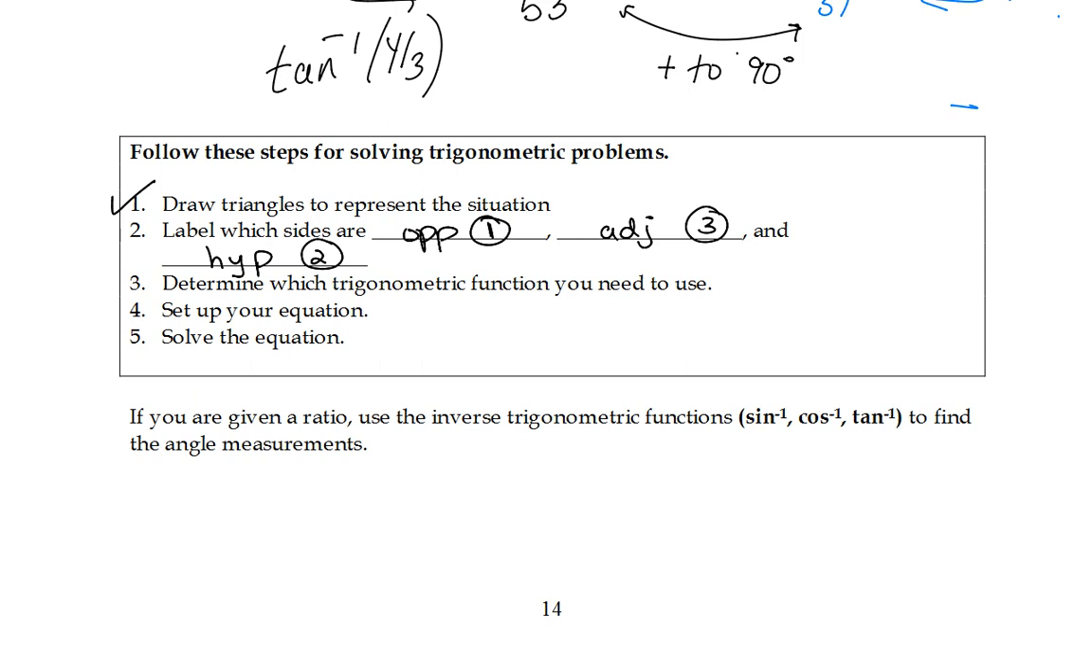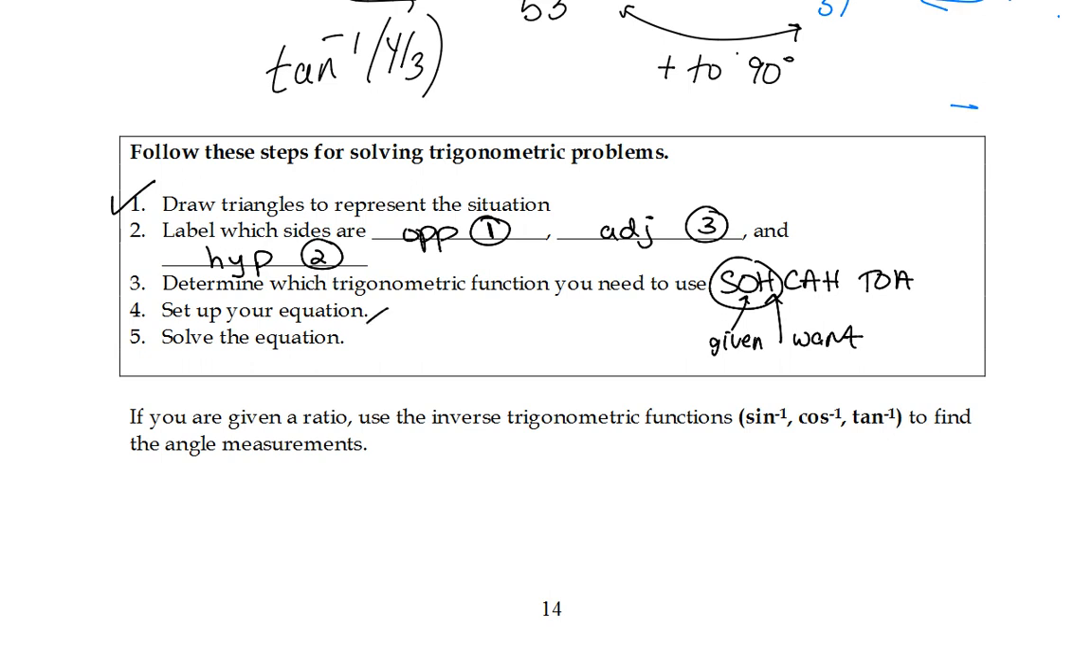Now determining which trig function you need to use, this is where you have the acronym written down on your page, and you're like, okay, the question wants me to find op, and I have information about hyp, so I can use this one here. They've given me op, and they want hyp, so I have to use SOHCAHTOA. Or pardon me, I have to use sine.